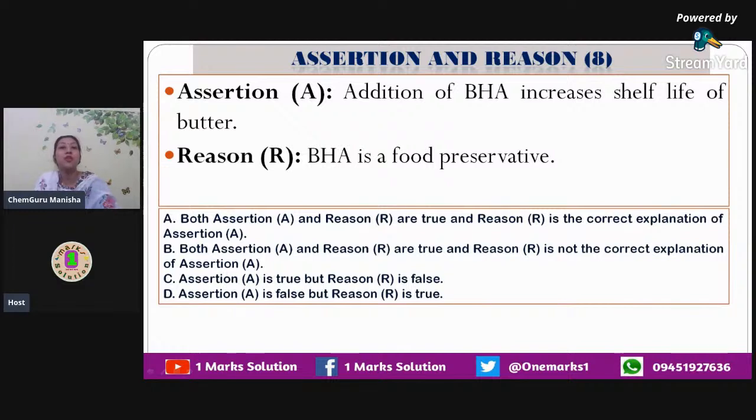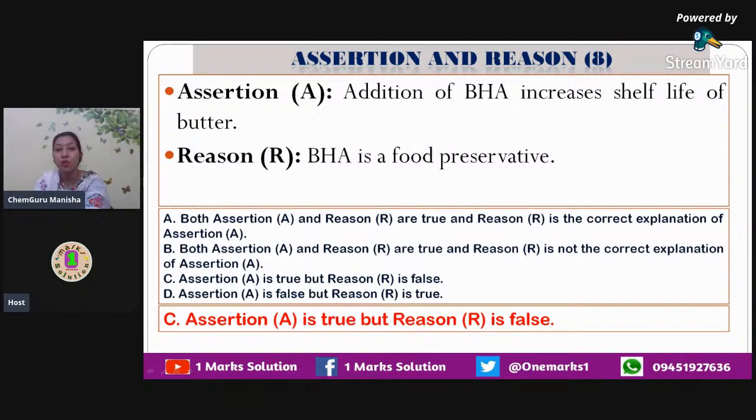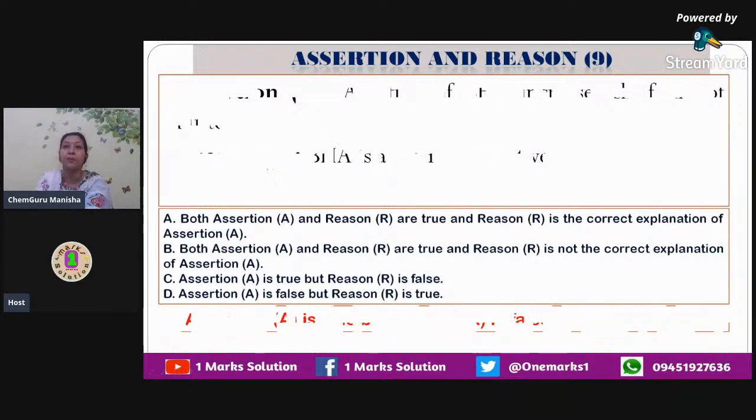The eighth statement is: addition of BHA increases the shelf life of butter. That is true because you know we preserve butter; it already comes made from the market. Then we also keep it in our house, somewhere out, somewhere in the fridge. So the addition of BHA increases its life. BHA is a food preservative. No, it's not a food preservative. We can say that it is a substance that stabilizes the quality of the food. So it is not preserving the food, but probably stabilizing it against decomposition.